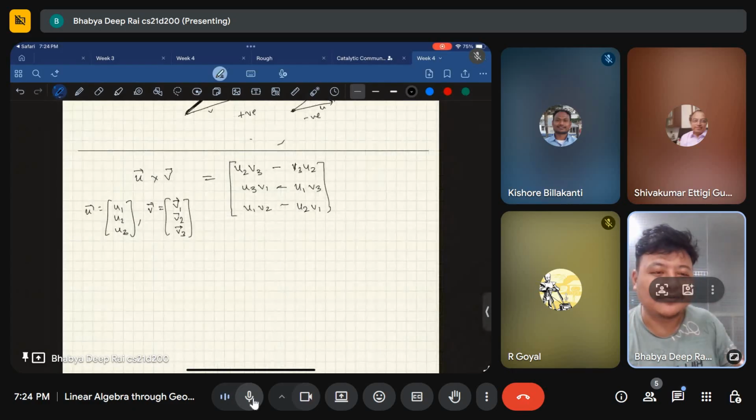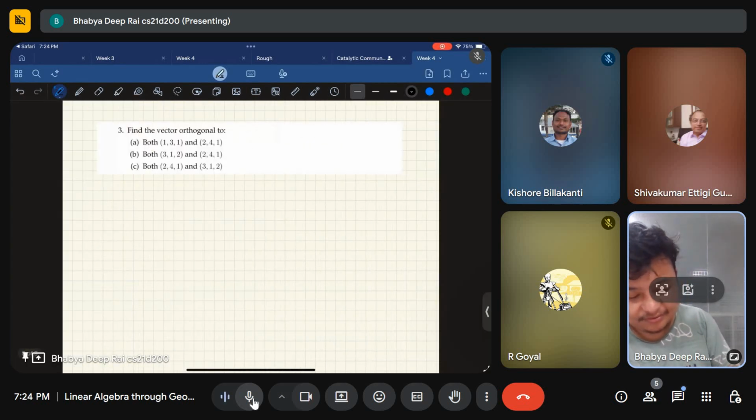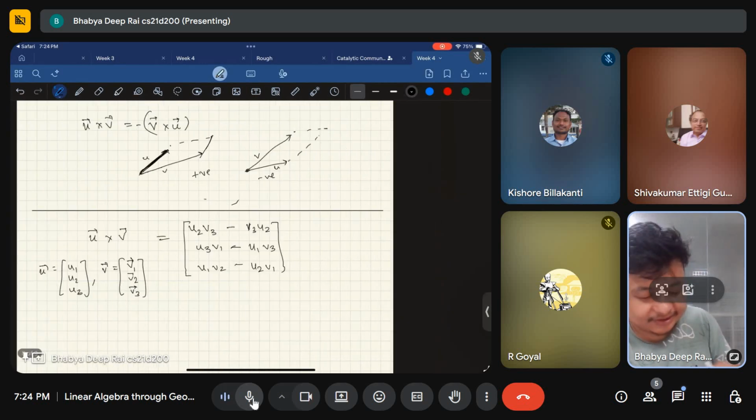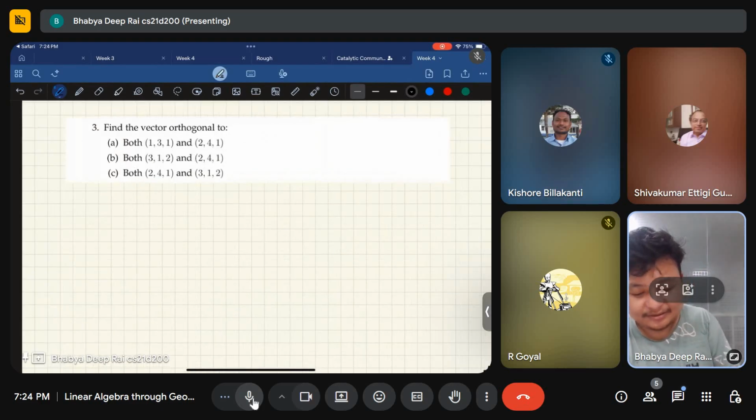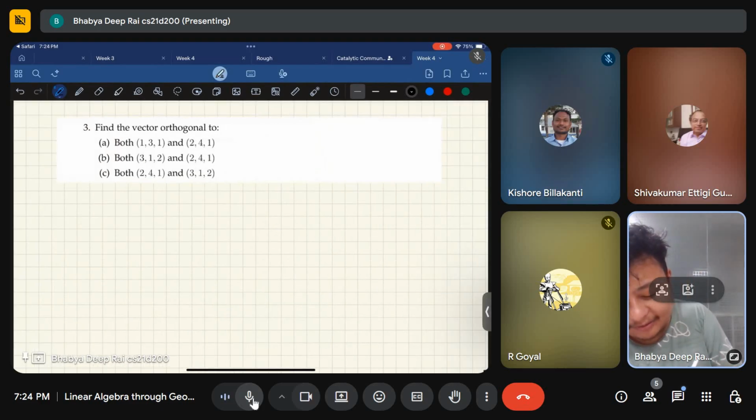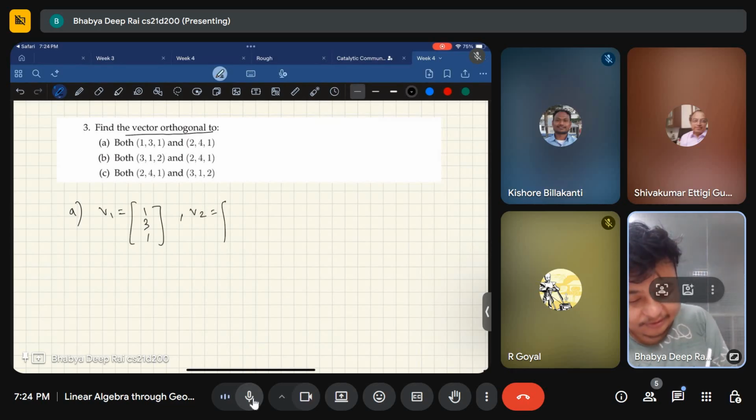Of course, you can have the sine formula also, but then of course you need to calculate theta and so on. So now it's just a direct application of that. The question is saying find the vector orthogonal to both 1, 3, 1 and 2, 4, 1. So let's try A. V1 equals 1, 3, 1 and V2 equals 2, 4, 1.